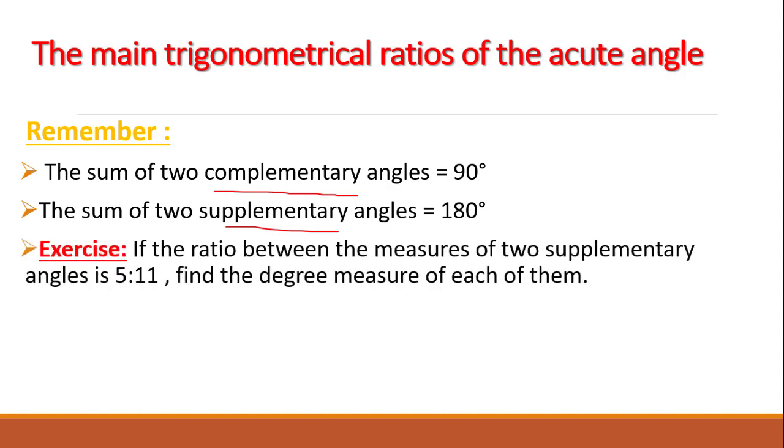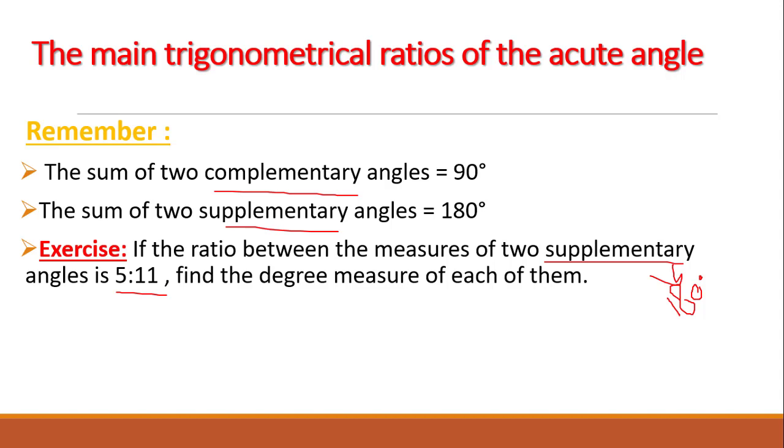We have an exercise here. If the ratio between the measures of two supplementary angles, what do we mean by supplementary angles? The summation is 180. So the summation is 180 degrees. The ratio between them is 5 to 11. Find the degree measure of each of them.